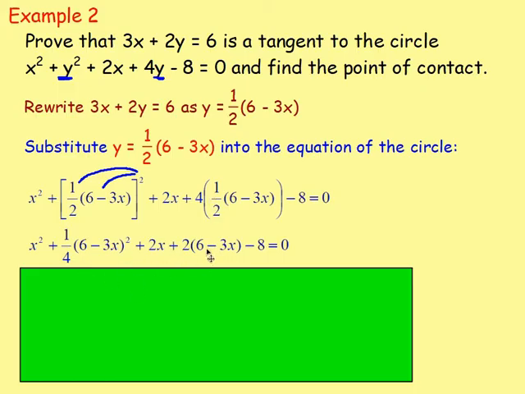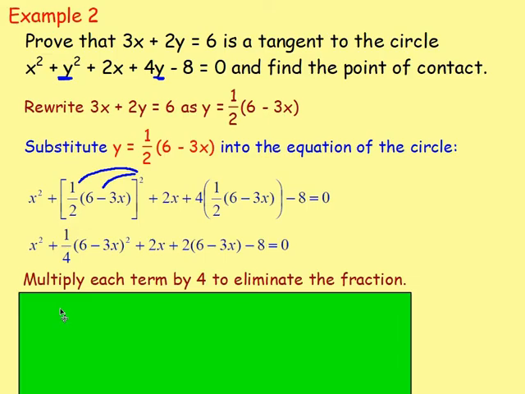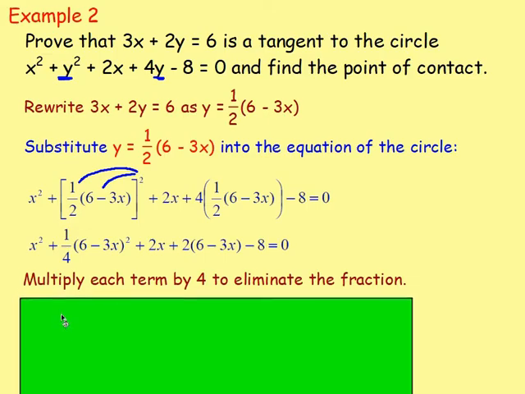Obviously, you do still have some brackets, but what you may wish to do, you've got this fraction here, and remember it's a bit more complicated when you have fractions. To get rid of this quarter, or divide by 4, is to multiply every single term by 4. It just eliminates any fractions that you have. You don't have to do that, but it may make it a bit simpler. So multiply every single term by 4 to eliminate the fraction.